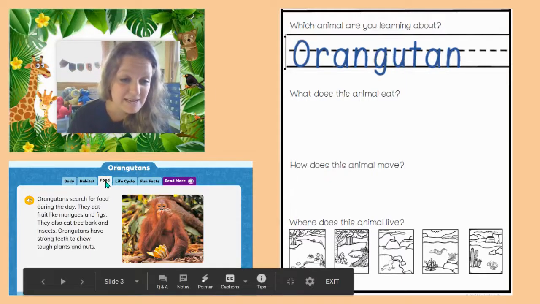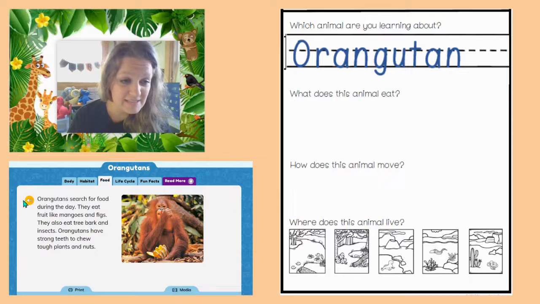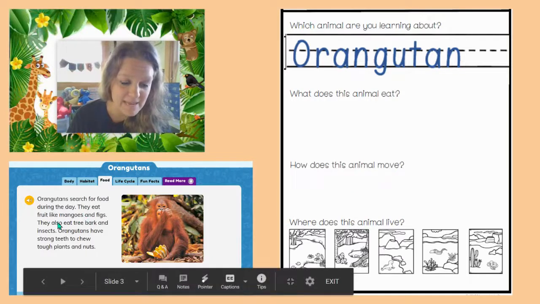All right, now, kindergartners, if I see this little yellowish orange circle with the little speaker on it, if you click on it, it will read the words to you. I'm going to go ahead and read the words out loud. Orangutans search for food during the day. They eat fruit like mangoes and figs. They also eat tree bark and insects. Orangutans have strong teeth to chew through tough plants and nuts.